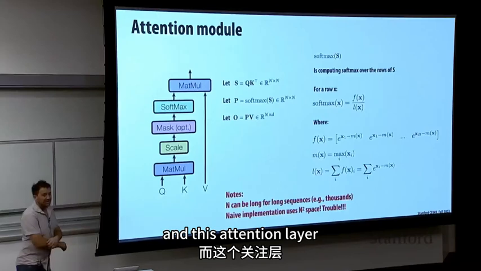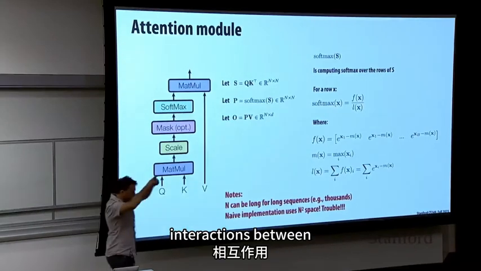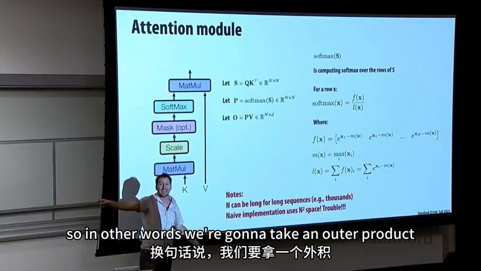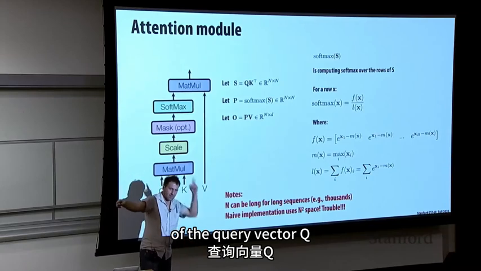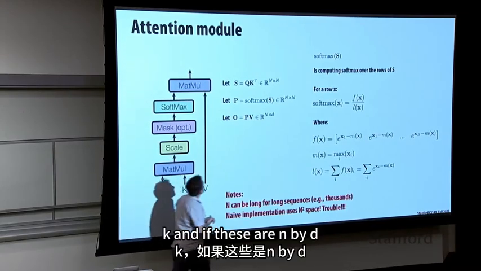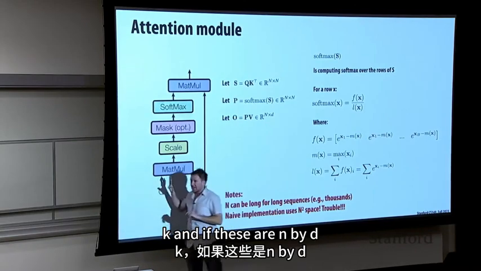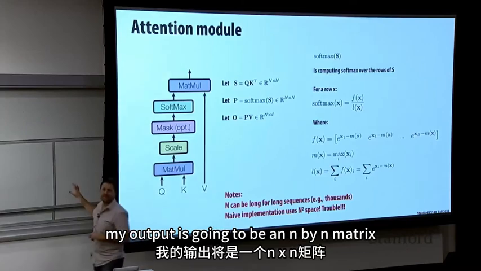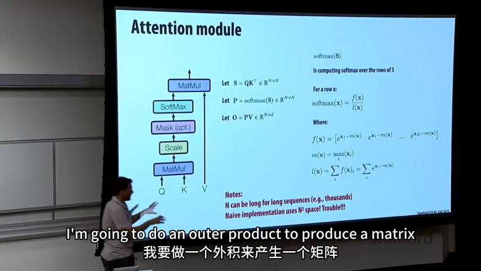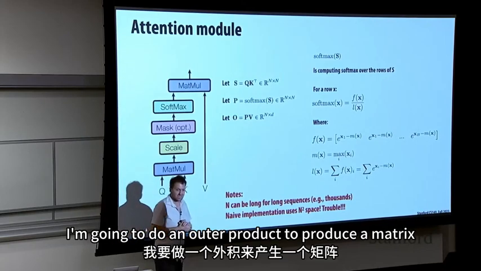And this attention layer basically is just going to compute interactions between queries and keys. So in other words, we're going to take an outer product of the query vector Q against the key vector K, and if these are n by d, my output is going to be an m by n matrix. So I'm going to do an outer product to produce a matrix.